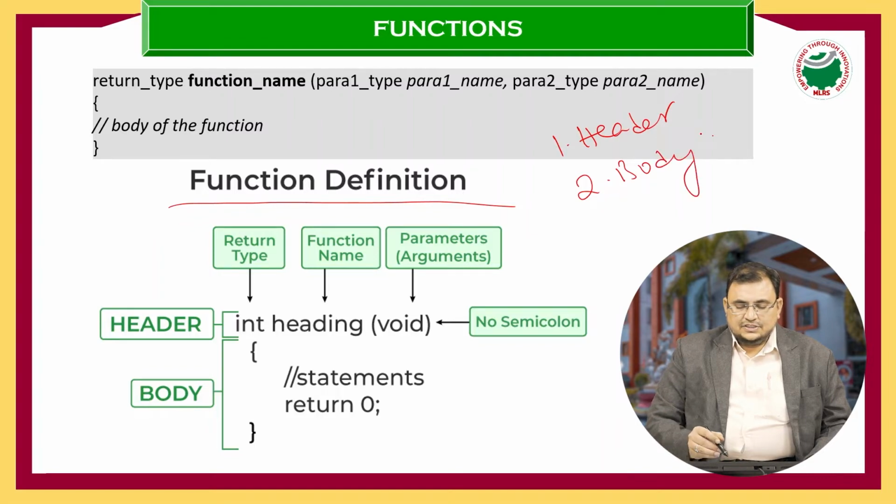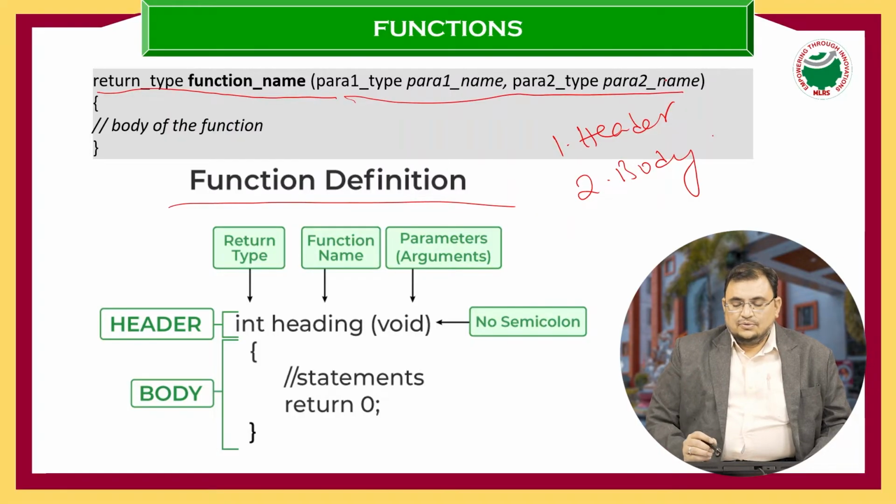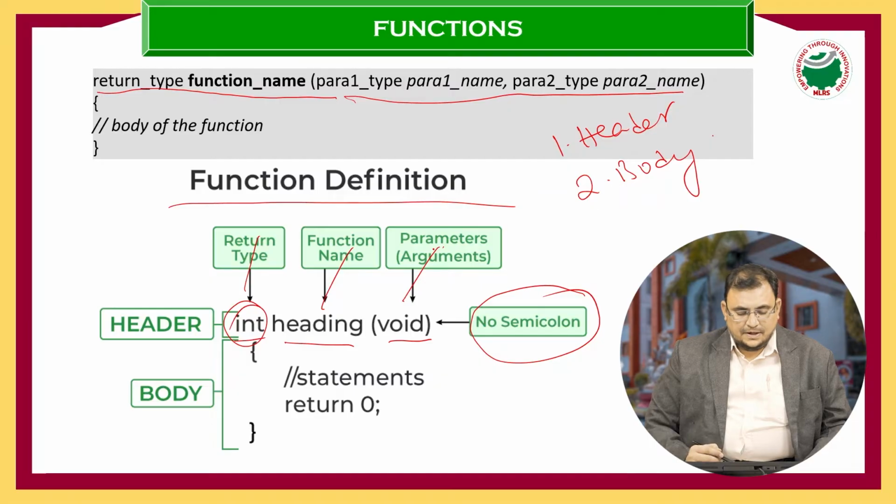So the header consists of the same declaration parts: return type, function name, and list of parameters. The only difference is that in a declaration the header ends with a semicolon, but in the function definition the header should not end with a semicolon. Here we are not writing any semicolon. See this example: int heading(void). The header is not ending with a semicolon, and int is given as the return type. Heading is the name of the function, and these are called formal parameters.